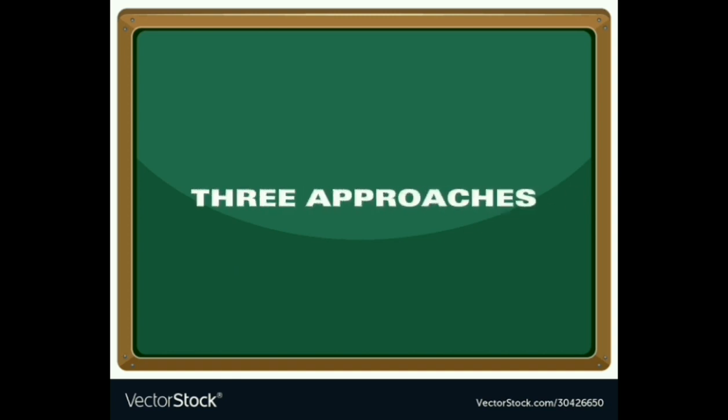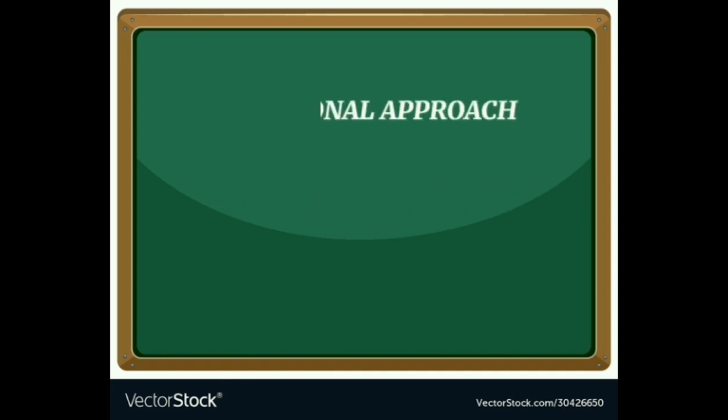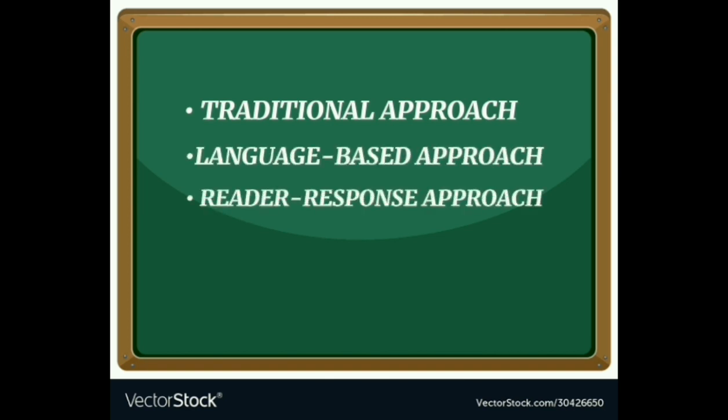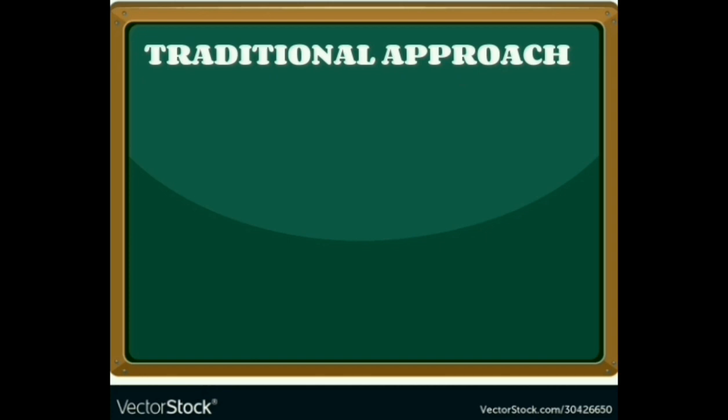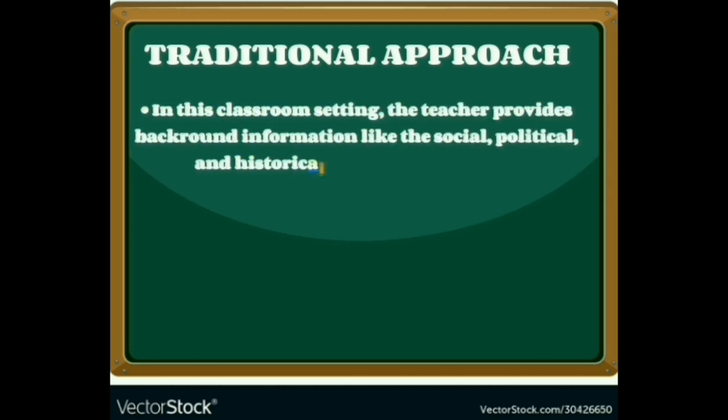The 3 approaches in teaching literature are traditional approach, language-based approach, and reader-response approach. So let's begin with the traditional approach. The teaching of literature in our school has become mainly lecture-based with a conventional use of the traditional teacher-centered approach. In this classroom setting, the teacher provides background information like the social, political, and historical background to a text. The teacher is responsible for giving knowledge and information to students.